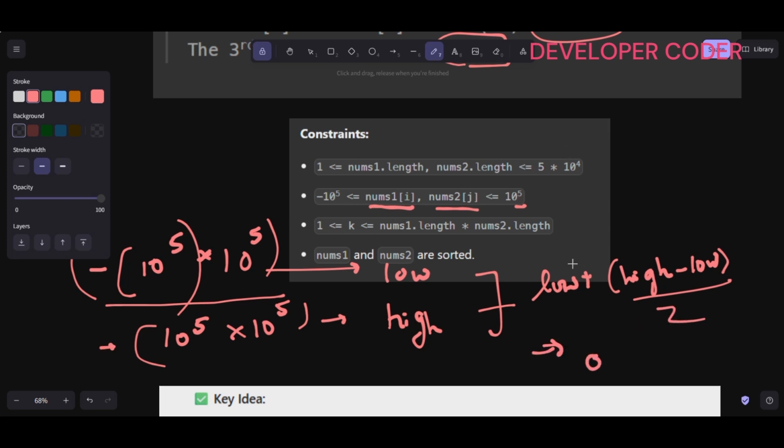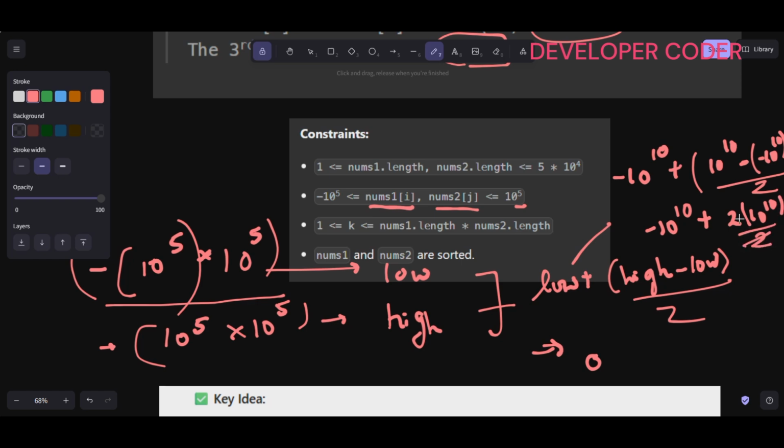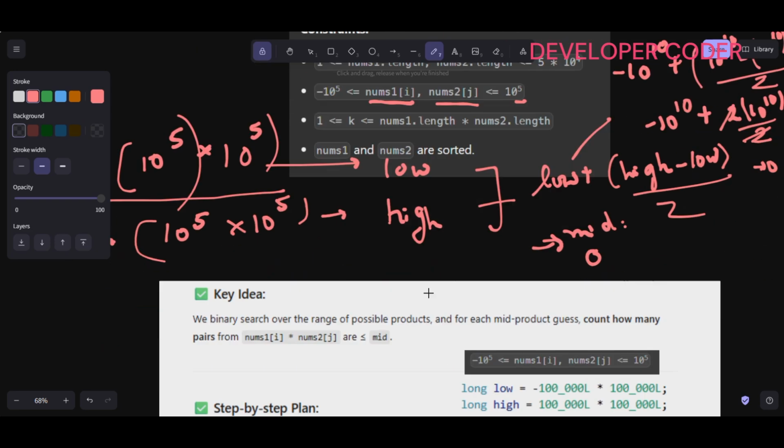Why 0? Here this is a low, right? So minus 10 raised to 5 into 10 raised to 5, you can say minus 10 raised to power 10, and here high is 10 raised to power 10. Okay, and here low is minus of 10 to 10. Okay, and it's half here. So minus 10 to 10 plus 10 to 10, so 2 into 10 raised to power 10. All right, and here the 2s cancel out, you are going to get minus 10 to 10 plus 10 to 10, you are going to get 0 only for mid. Okay, for mid, initially your mid is going to be 0. Okay, but this is just the range.